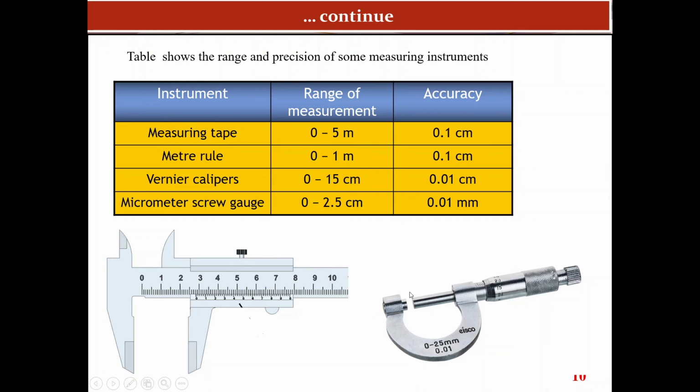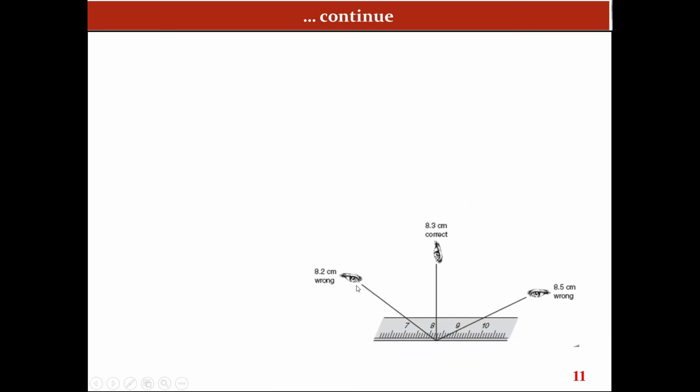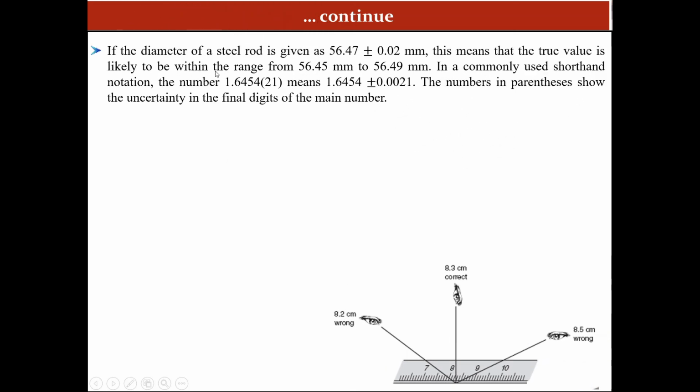Okay, now let's proceed. The next one is regarding if the diameter of a steel rod is given as 56.47 plus or minus 0.02 millimeter. This means that the true value is likely to be within the range of 56.45, which is 56.47 minus 0.02. So when you subtract 0.02 from this number, you'll get 56.45 millimeter. And when you add 0.02 to this one, it becomes 56.49 millimeter.